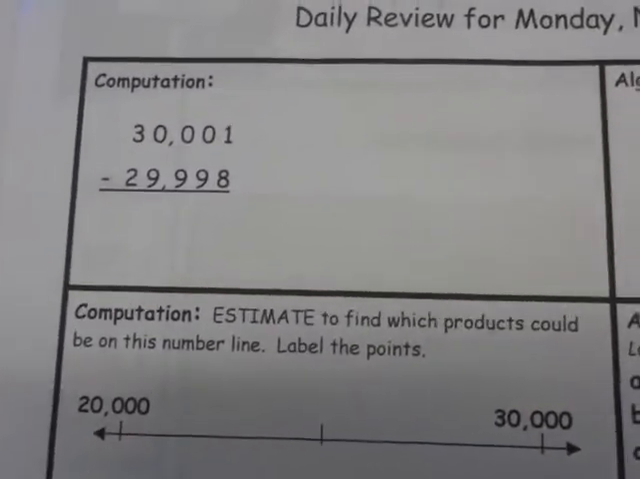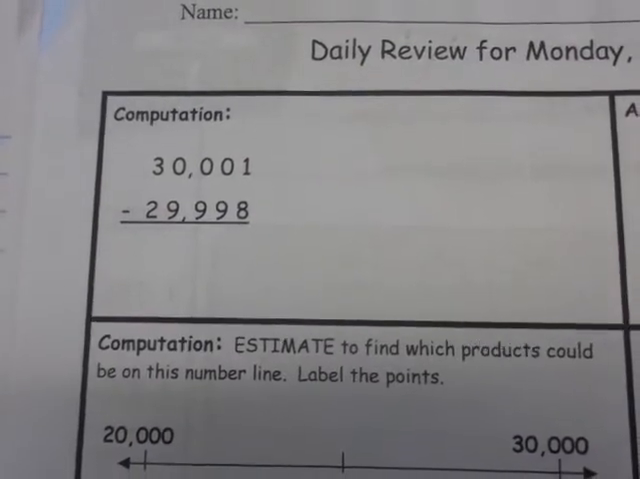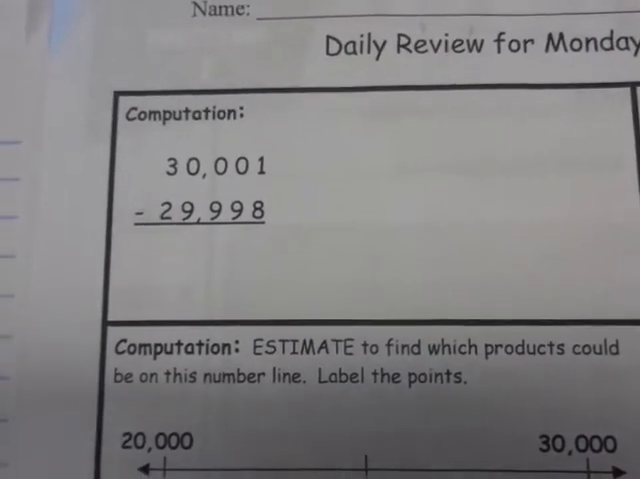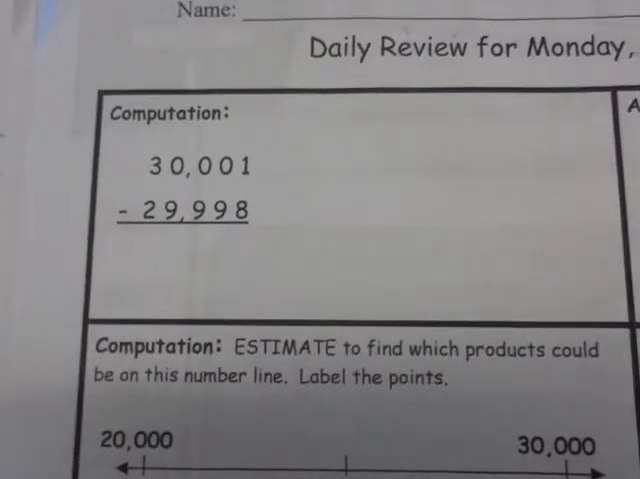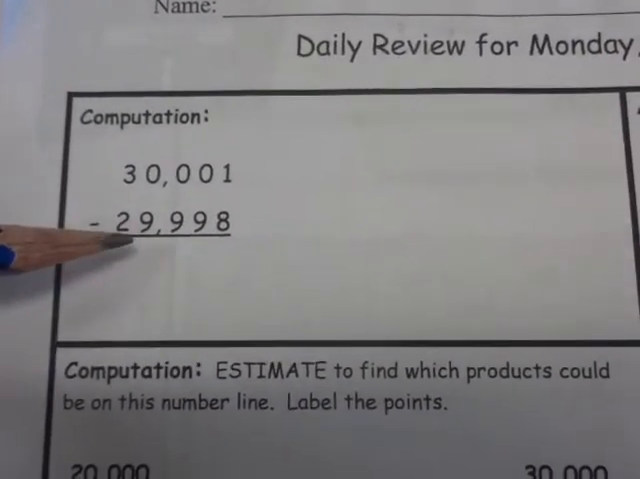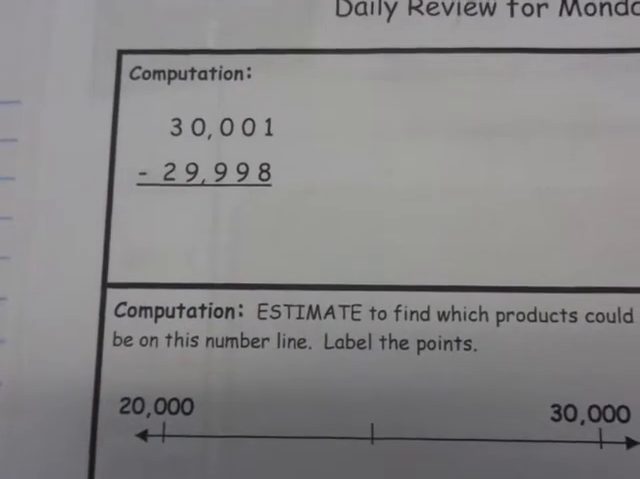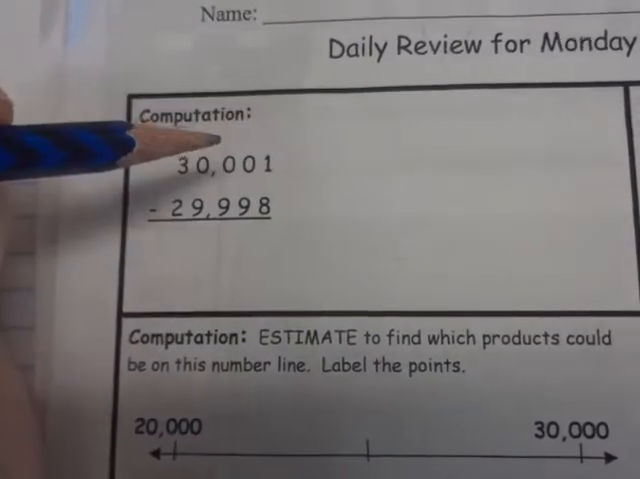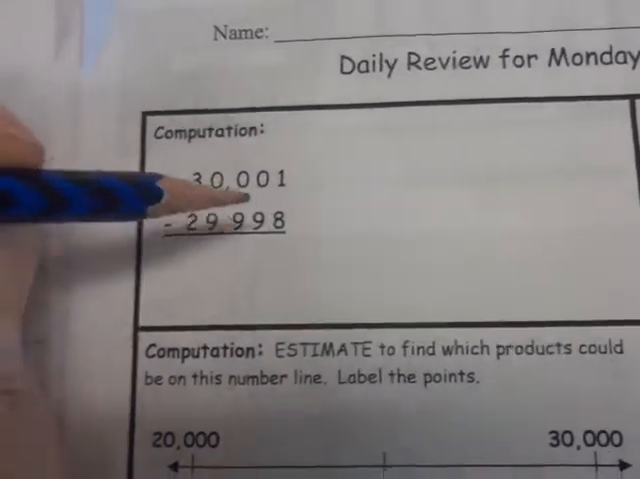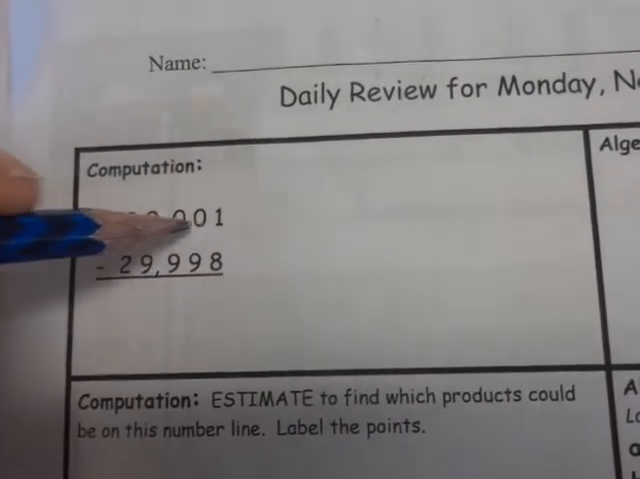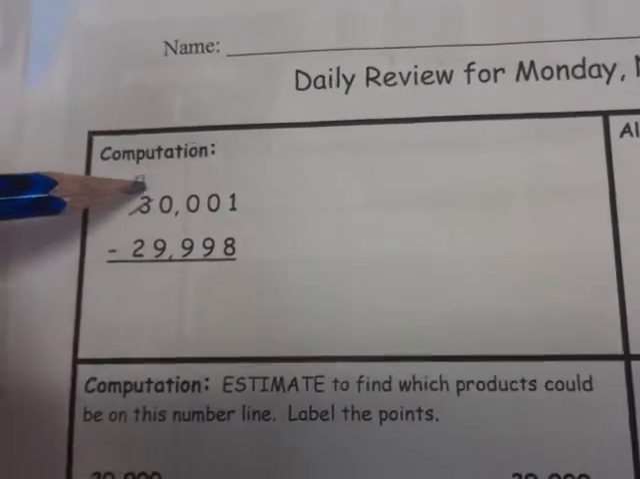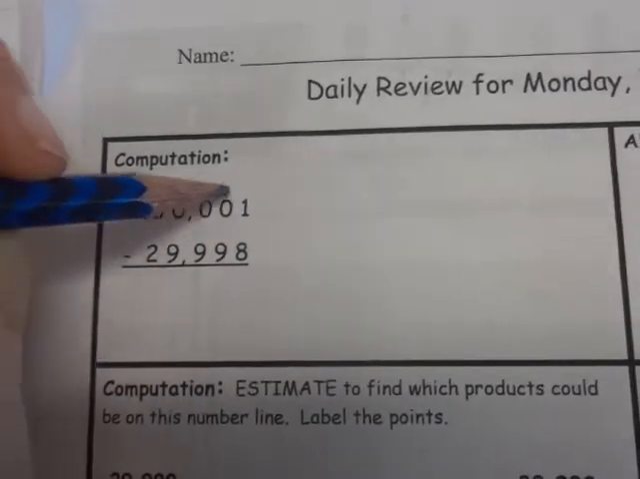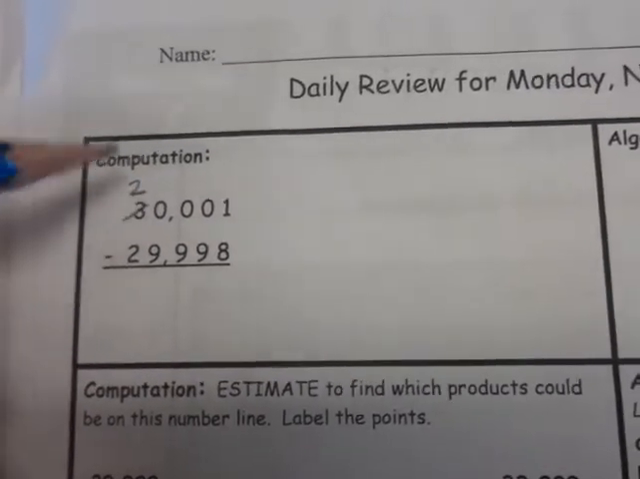Tonight we have a subtraction problem of 30,001 minus 29,998. So I'm going to get a small number because I know 29,000 is pretty close to 30,000. So let's start subtracting. 1 minus 8 I can't do without getting a negative number. So I can't borrow from all these places with a 0, so I have to go to the 3 and make that a 2. Now I'm going to have to hop over and do a lot of borrowing.